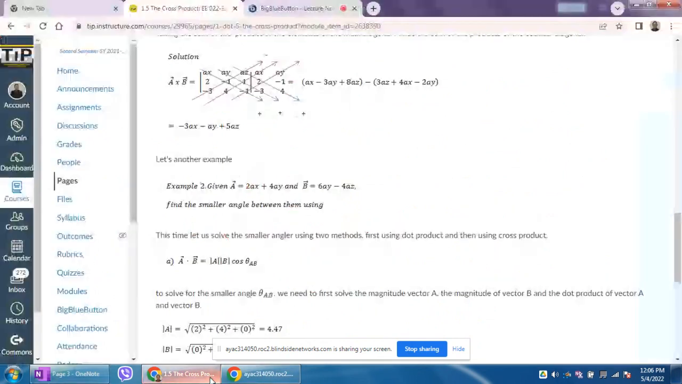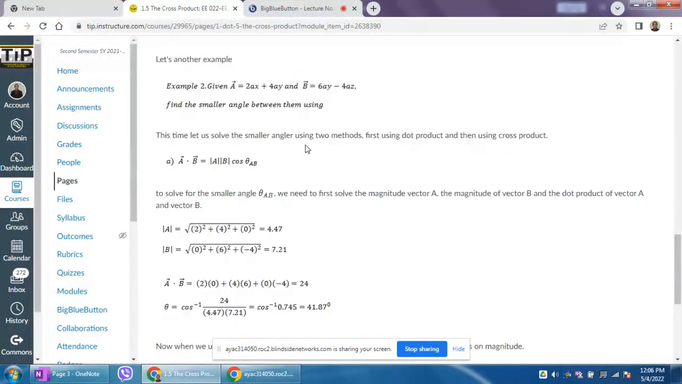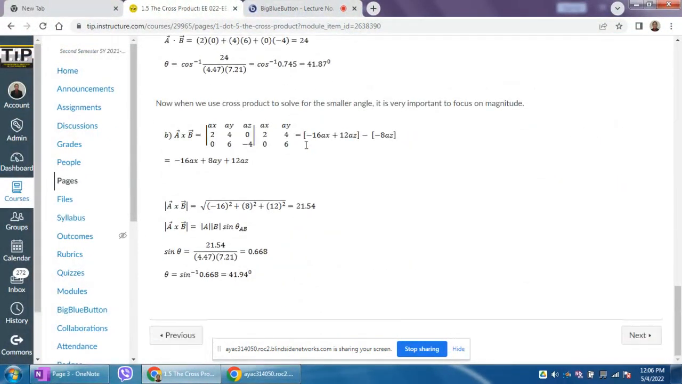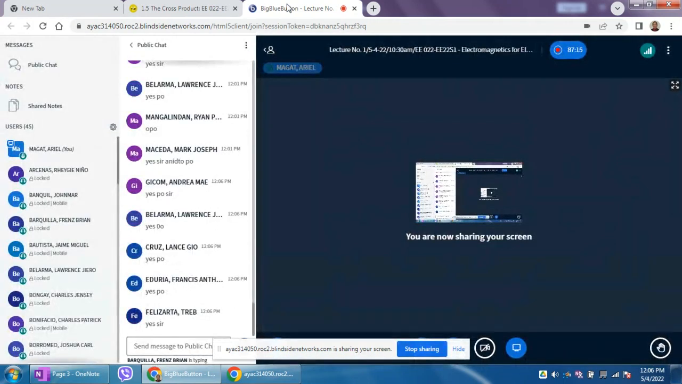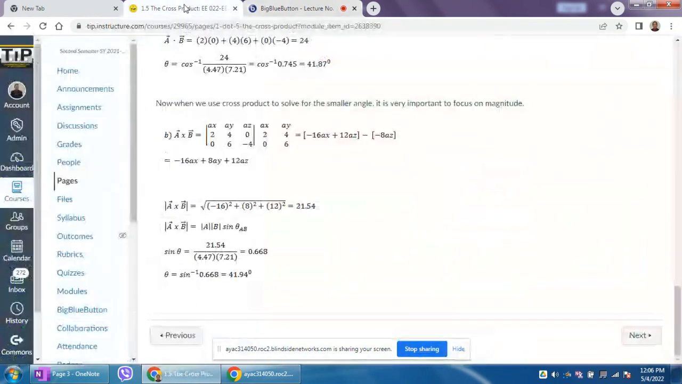Are we following pa po? Nakakasunod pa po ba tayo? Are we still following? Nandiyan pa po ba kayo? It's 12:06. Okay, salamat.